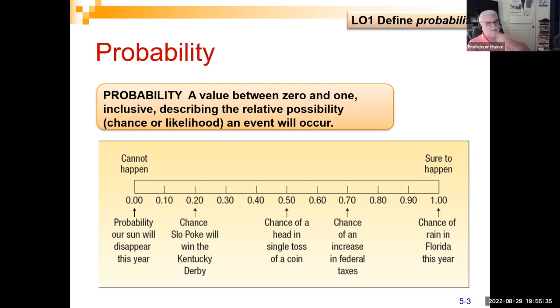It's 50-50. The chance of an increase in federal taxes: 70%. Now, if this was a Democrat in the White House, like President Biden, it'd probably be closer to 90%. But it usually is going to happen. And a probability of almost 100%: the chance of rain this year in Florida. Well, it pretty well rains almost every day in Florida. Why? Because they're close to the ocean, especially during the hurricane time of the season in the fall. There's a great chance of it going to rain. So that's going to be a very high probability.